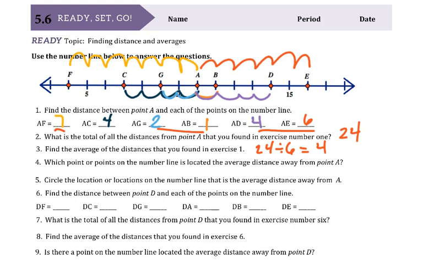Which points on the number line are located the average distance away from point A? That would be C and D. Circle the location or locations on the number line that are the average distance away. So here and here. There's A, right? Okay. Then, what about if we're going from point D?